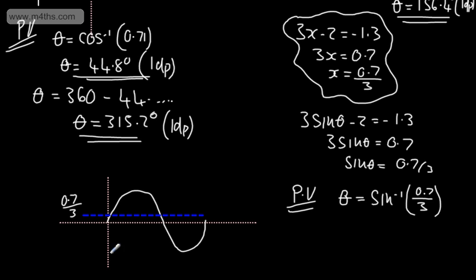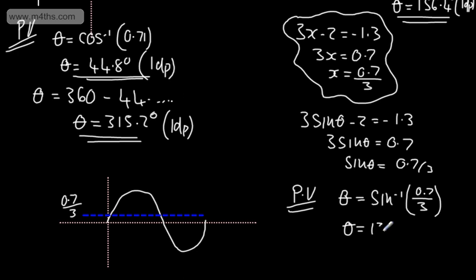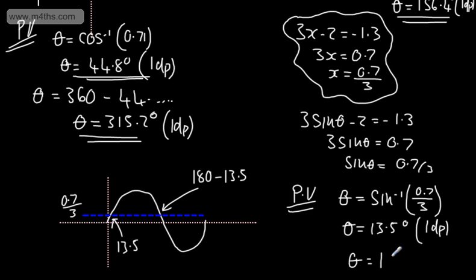So let's go ahead and find the principal value. We'll do shift sine of 0.7 divided by 3. Principal value 13.5, so theta is equal to 13.5 degrees, 1 dp. So that one is just here, that's our 13.5. Therefore, this is going to be 180 minus the 13.5, or 13 point whatever it is in the calculator. So 180 minus that quantity is 166.5. So theta is equal to 166.5 as we expected, 1 dp.